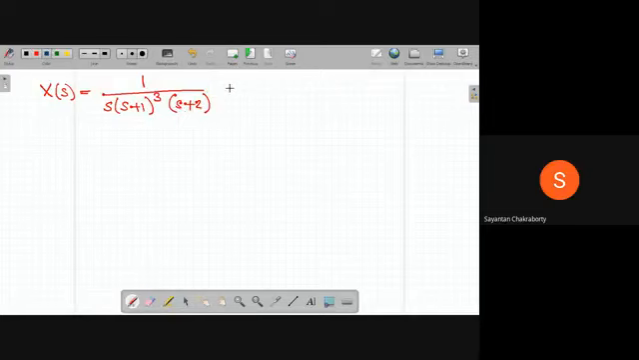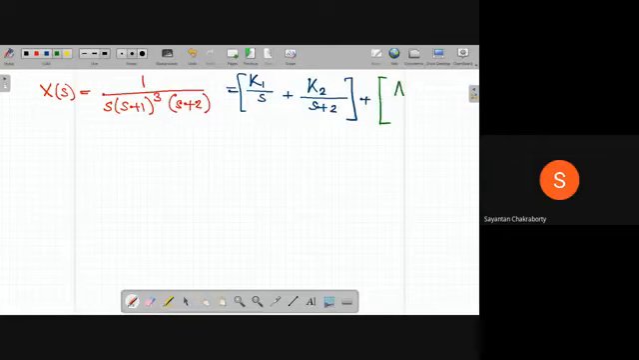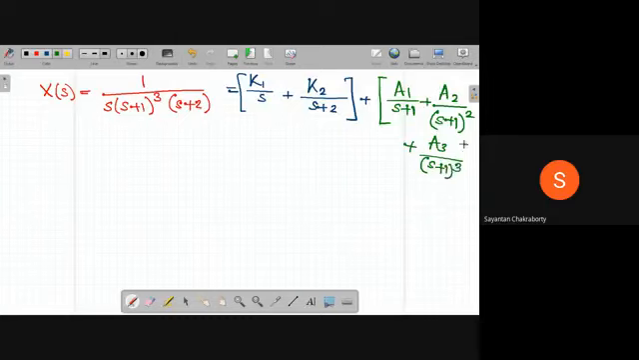So what will be the expansion of this? The partial fraction: k1 by s plus k2 by s plus 2, these are simple poles, plus the multiple pole terms will be a1 by s plus 1, a2 by s plus 1 whole square, a3 by s plus 1 whole cube. Right? Now you tell me the values of k1, k2 and the values of a1, a2, a3.